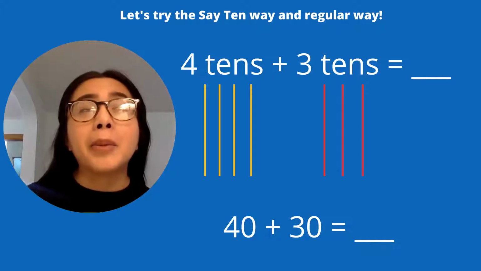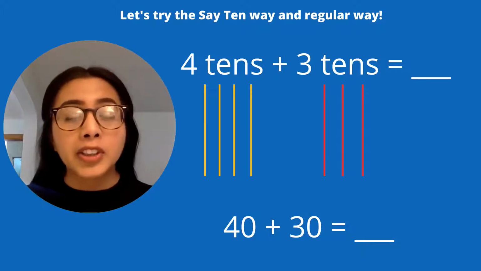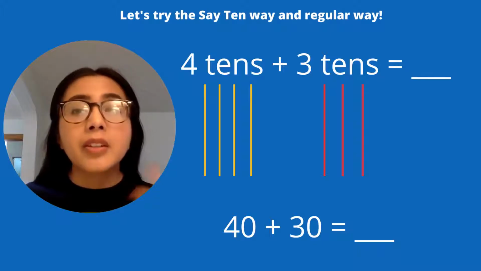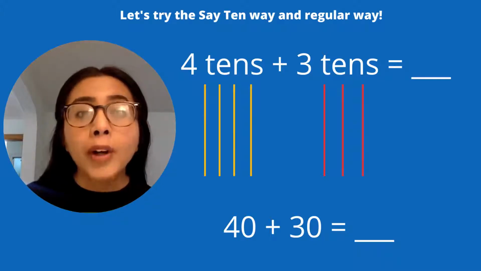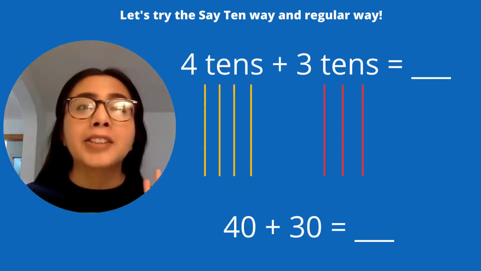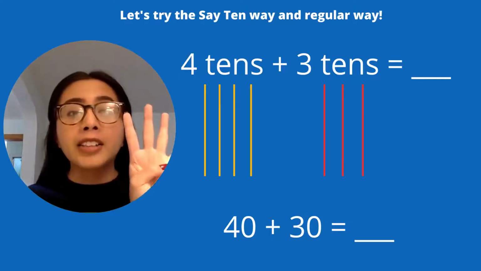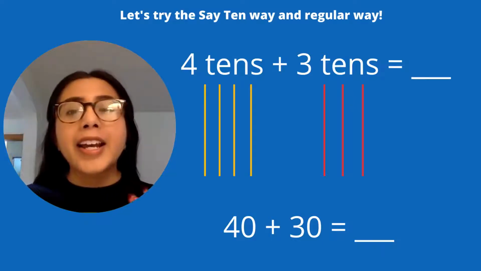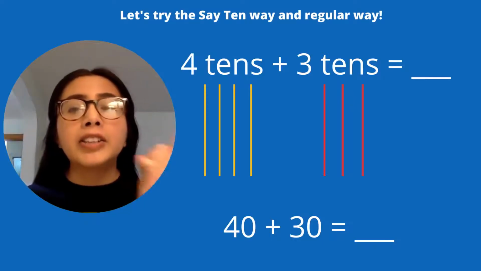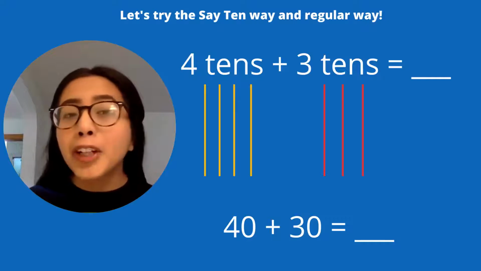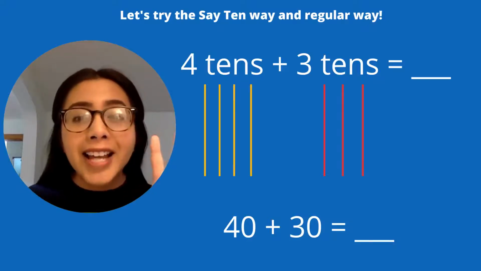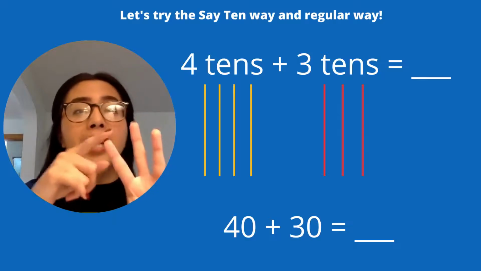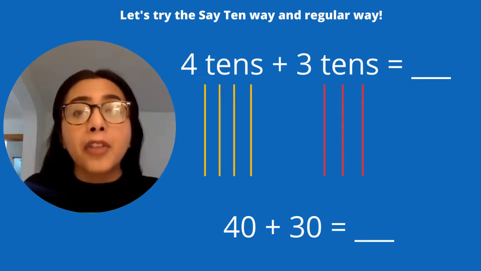Now if we say the number sentence the regular way, starting with 40, let's see what our answer is going to be. I put 40 because 4 tens is the same as 40. If I have 4 tens, 10, 20, 30, 40. I have 40. And now 40 plus 30. I said 30 because 3 tens is the same as 30. So if I count again and I say 10, 20, 30, I have 30.